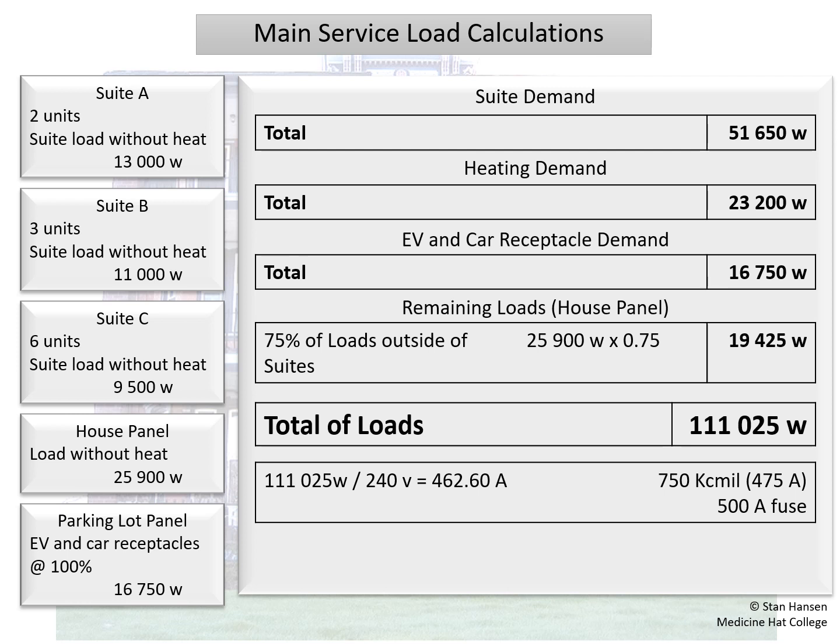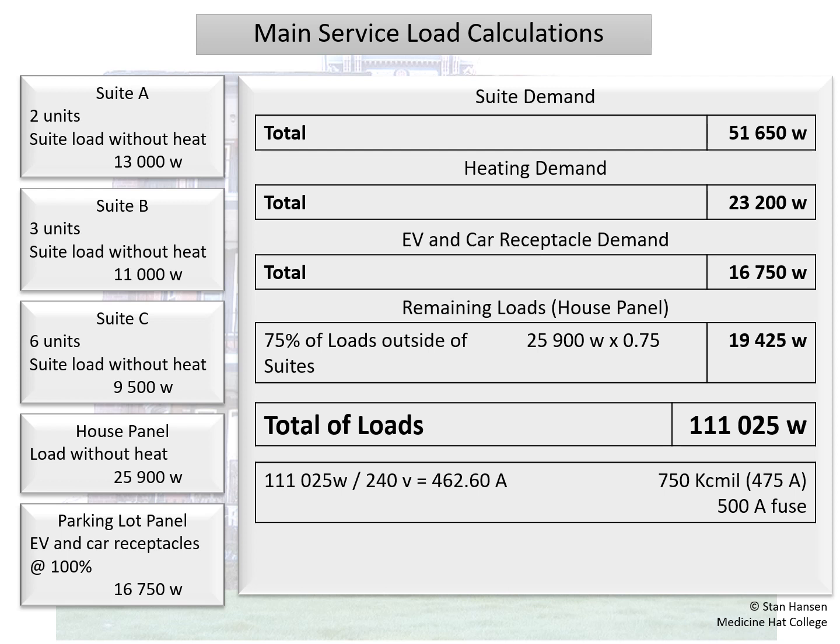And lastly, we look at Rule 8200 Subrule 3E, which tells us that any power loads not located inside the suites get added to the main service calculation at 75%. Remember that we took the heating out of our house panel. The remaining 25,900 watts is taken at 75% to put a demand of 19,425 watts toward my service.